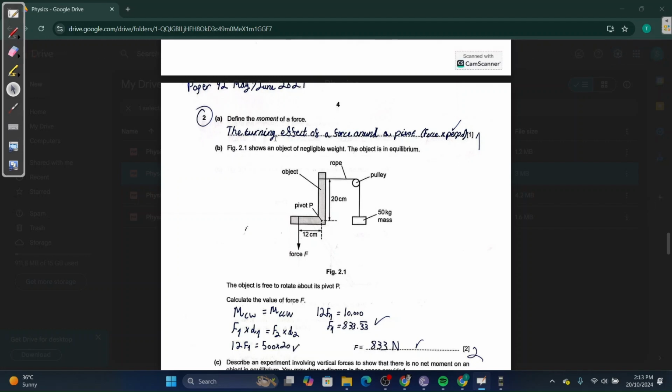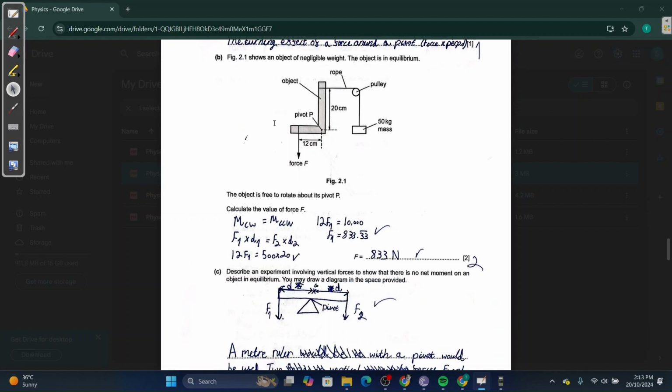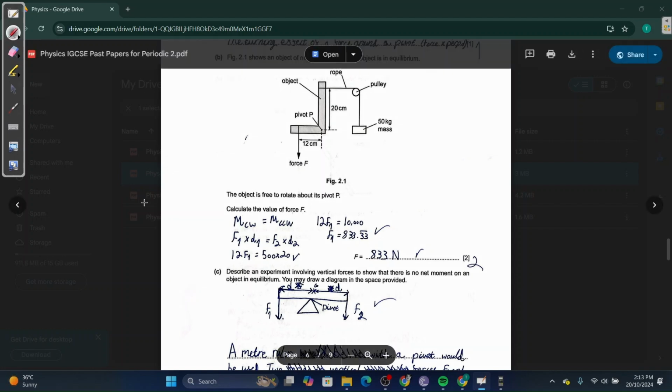Part B. Figure 2.1 shows an object of negligible weight. The object is in equilibrium. The object is free to rotate about its pivot. B. Calculate the value of force F. Okay. So as always, write the counterclockwise moment equal to the clockwise moment, and then you'd apply the right hand rule. So the force F is the counterclockwise moment because if you apply the right hand rule, you'll see it's counterclockwise. So I'll say CCW. Doesn't matter. You're gonna put these two equal to each other anyway, and this one's clockwise.